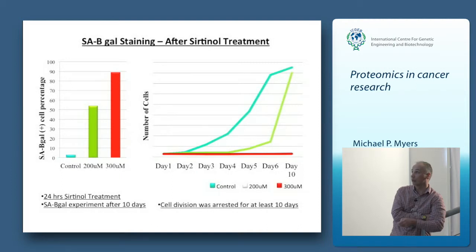The low dose one will stop dividing for a little while, and then we'll get some escape and they'll start growing again. But the large dose basically will arrest cell division for at least 10 days. We haven't looked past this.